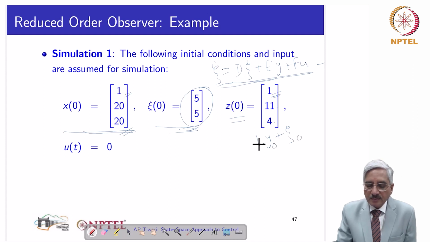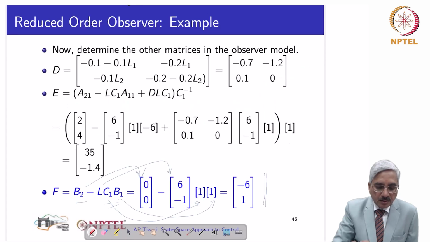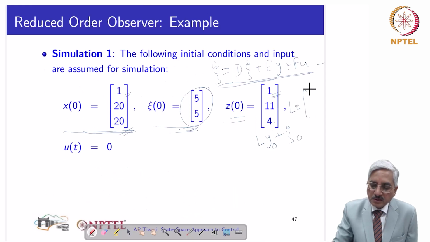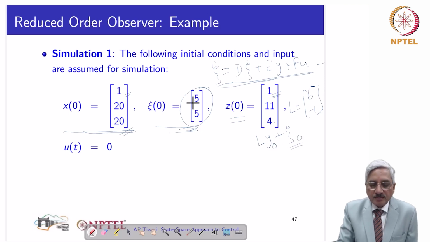Xi 0 is 5, 5. L we evaluated 6 and minus 1, I think. L is 6 and minus 1. So L into y0 is, with y0 being 1, minus 6. And xi 0 is 5. So that gives 11. And 5 and 1, that gives 4.